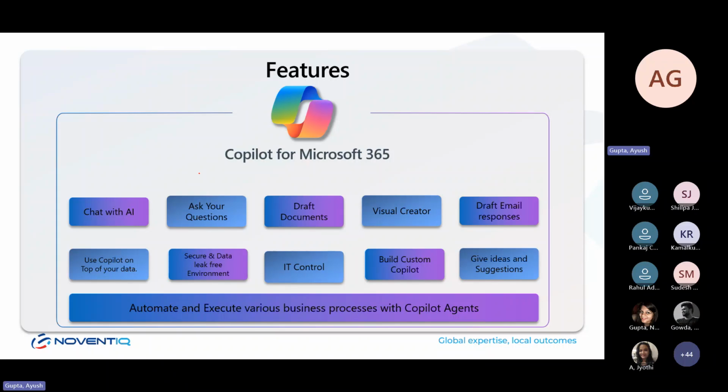Copilot will also give you ideas and suggestions. Let's suppose you wanted to work on some marketing campaign and you wanted to get some latest ideas as per the industry, you can ask Copilot to give you the latest ideas and suggestions. The last important thing, you can also automate and execute various business processes with the newly introduced feature called Copilot Agent, where whatever repeated task you are doing daily in your workspace, you can use Copilot agents to perform that. So it will also help you to elevate your experience at your workspace, and you can increase your productivity and efficiency with that as well.